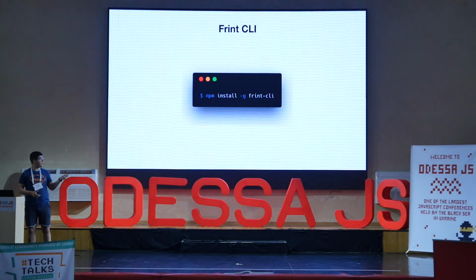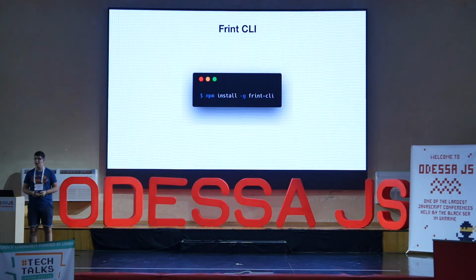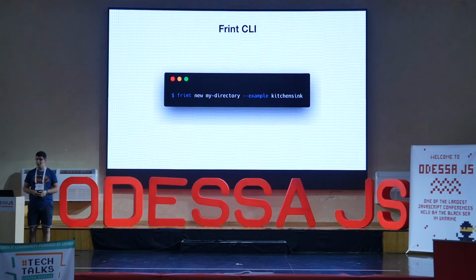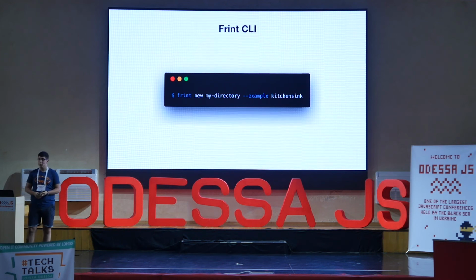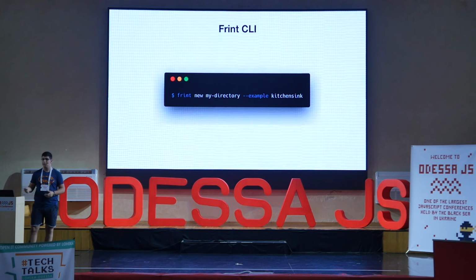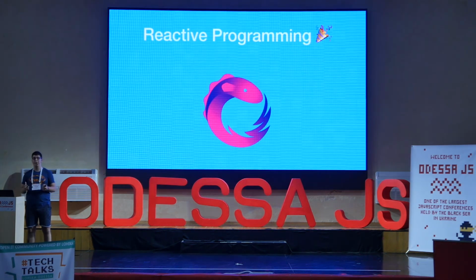And you can just install Frint CLI globally, and you will be able to use the CLI, for example, to create a new project. And they have a bunch of examples to go with. Just pass the example and the name of the example that you can find on GitHub, and it will install it. And one more good thing is that it uses reactive programming.